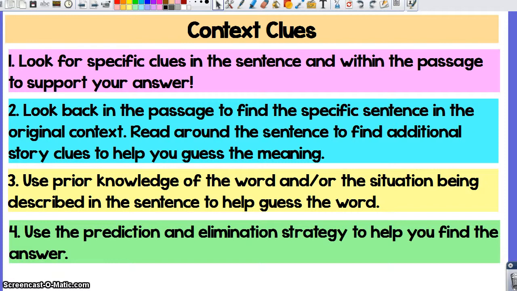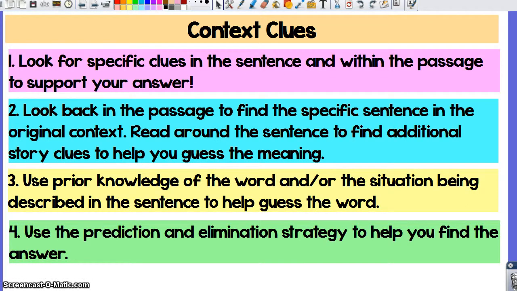So when we use context clues, the first thing we want to do is look for specific clues in the sentence and within the passage that will support our answer. It doesn't have to be a clue that's within the exact same sentence that the word is located in. It could be the sentence before, the sentence after. It could also be the culmination or the total of everything that you already know about the passage.